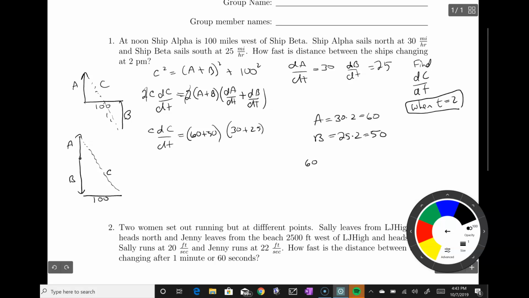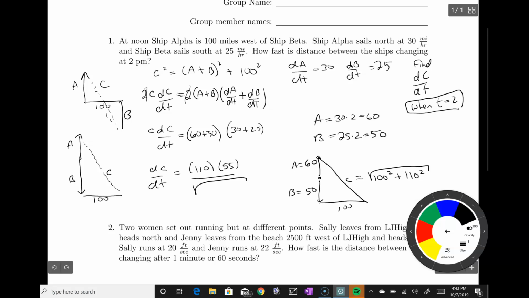So A is 60. That's this distance. And then the distance from here to here would be 50. That would be B. And here's my 100, and then here is the C I'm solving for. So that'll be the square root of 100 squared plus 110 squared. So that will be what C is equal to. So dC dt will be 110 times 55 over the square root of 100 squared plus 110 squared.